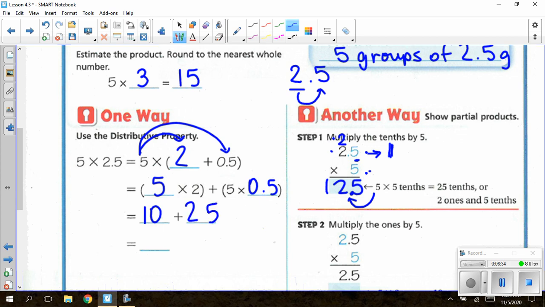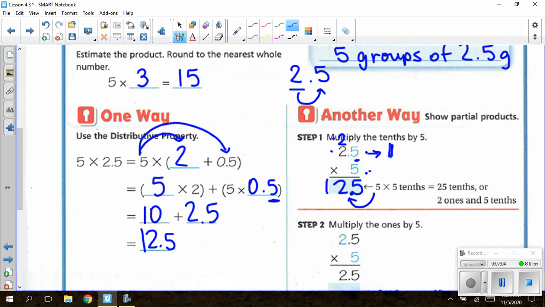However, again, when I multiply decimals, I have to count how many decimal place values my answer should have, and that is coming from one of those factors. The factor that has the decimal has one decimal place value, so that means my product needs to have one decimal place value. Now when I add these together, I take 10 plus 2 and 5/10, which gives me the final answer of 12 and 5/10.